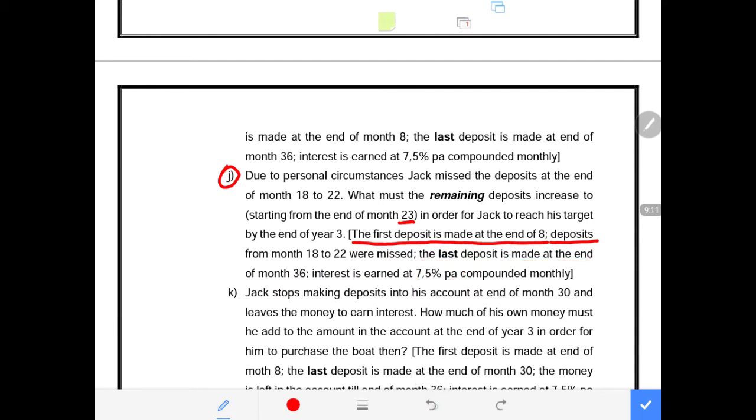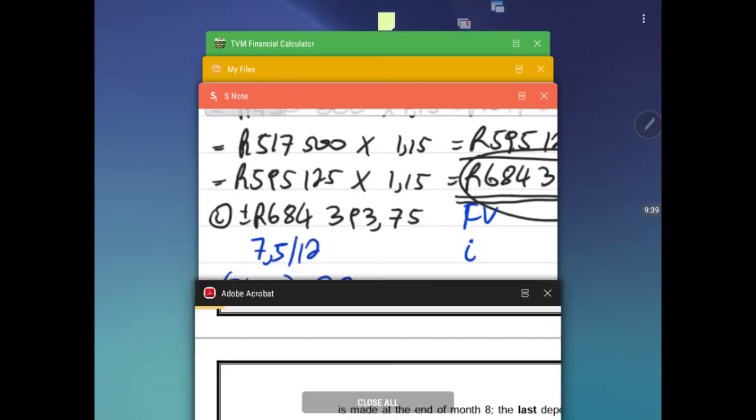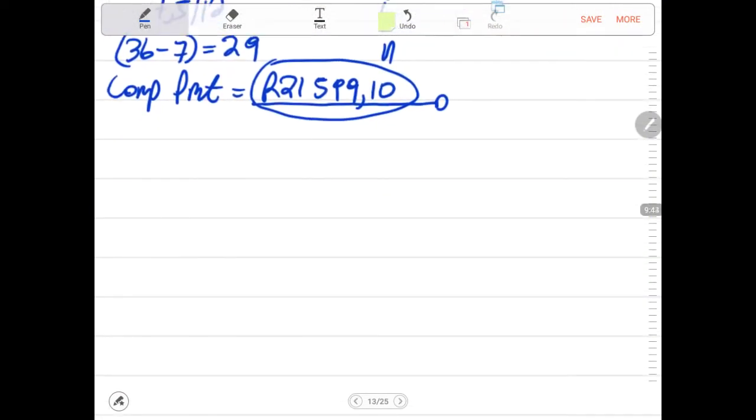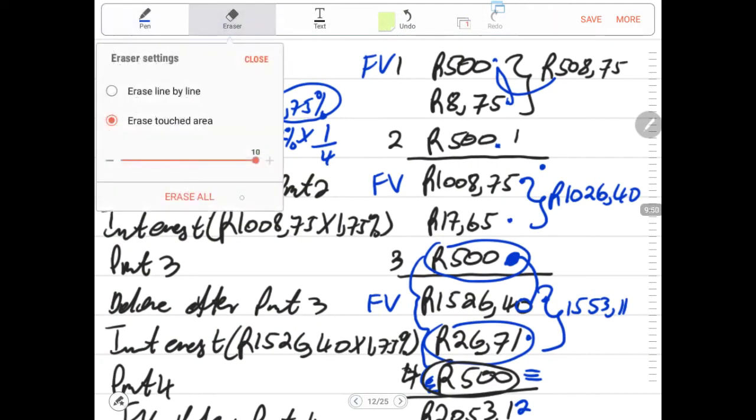So now, in other words, Jack made payments from month number 8 to month number 17, missed 18 to 22, then resumed from month 23 up until month 36. Hence it says the last deposit is made at the end of month 36 after resuming from month 23. A very lovely scenario again, and I'll try to simplify it for you as much as I can. Let me just draw a line so that we can have some kind of a picture of what we are talking about in terms of the timeline.